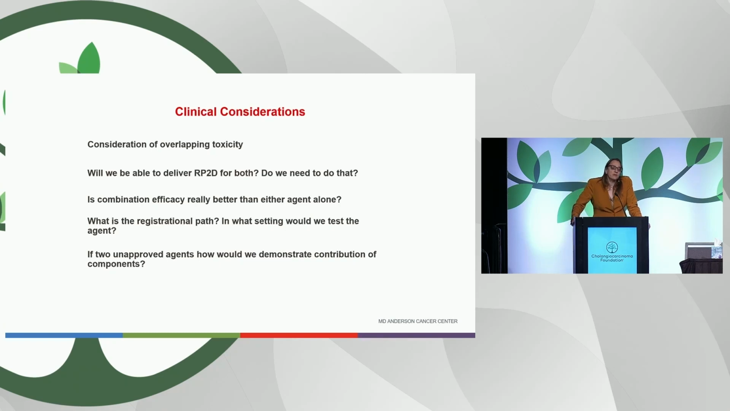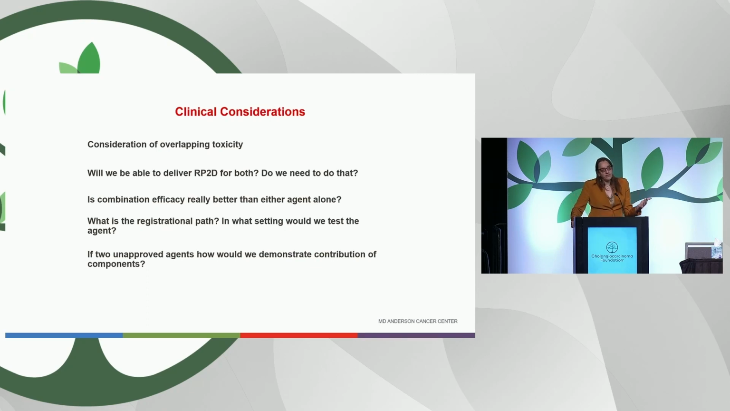Even in the preclinical modeling stage, however, one of the things that's really important for physicians that are working with basic scientists is to talk about the clinical realities. What is really feasible to give in the clinic? Are two drugs too overlapping in their toxicity to make it happen? Will we be able to deliver the recommended phase 2 dose of both? Do we need to do that? Will we be able to minimize toxicity of both drugs by giving less because they're genuinely synergistic? Are we just giving more of one drug, less of the other drug that was efficacious, and ultimately not enhancing efficacy compared to the monotherapy alone?